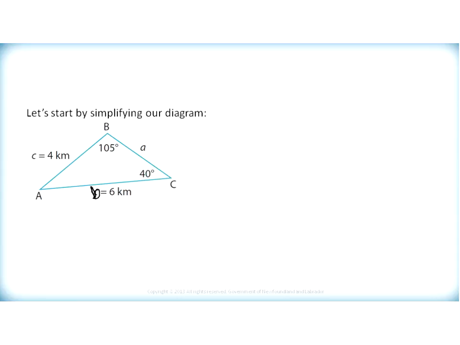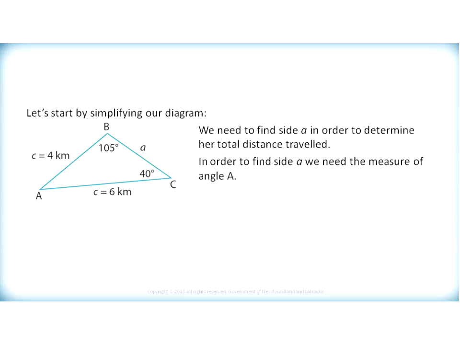Side B is equal to 6 kilometers, so the direct route from where she started to where she ends is 6 kilometers long. She takes a little detour. She goes from A to B to C. We know that C is 4 kilometers. To find out how far out of our way she goes, we have to find side A. So we need to first find side A to determine her total distance traveled.